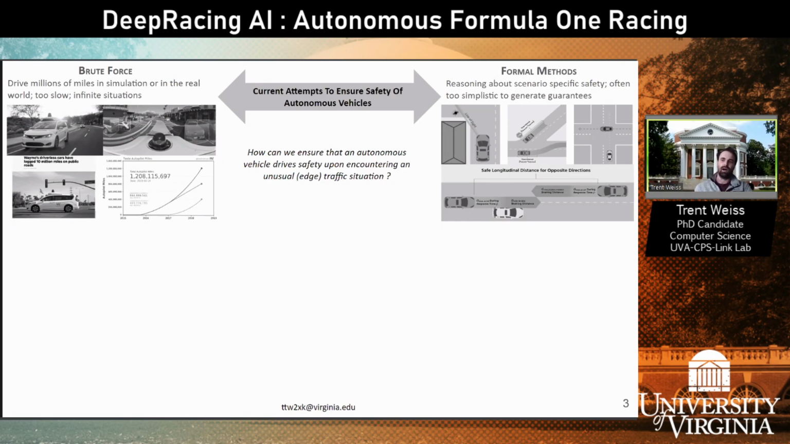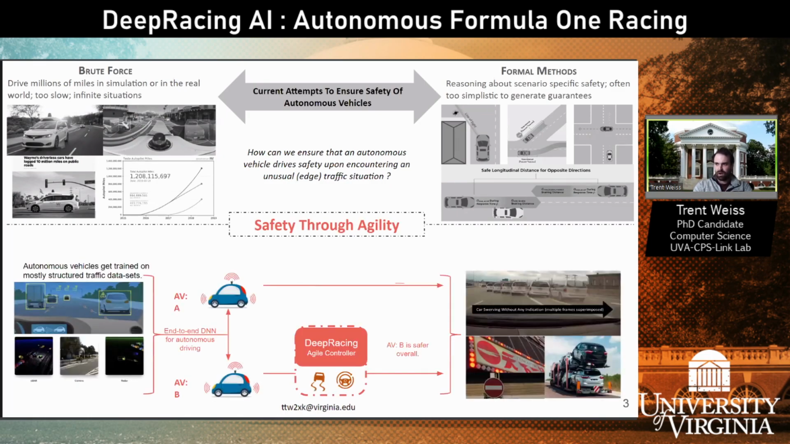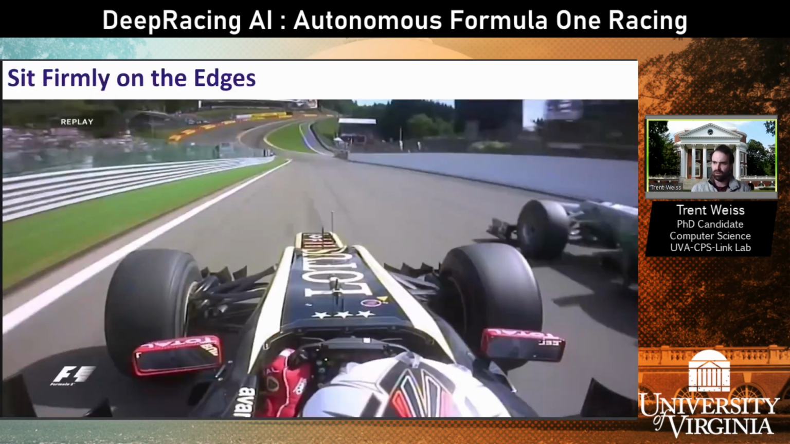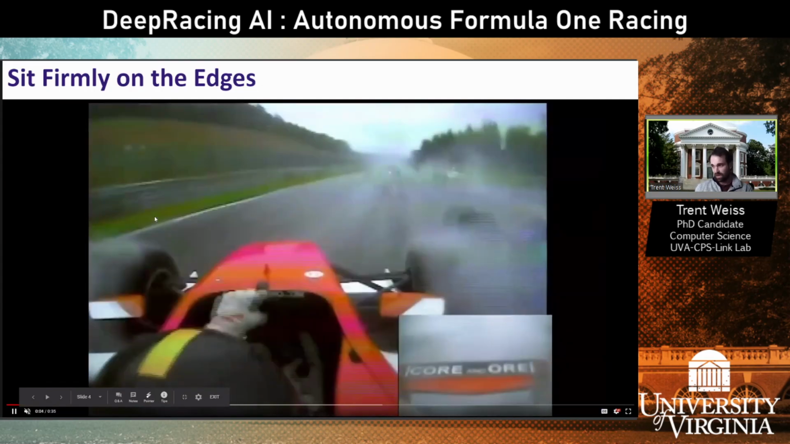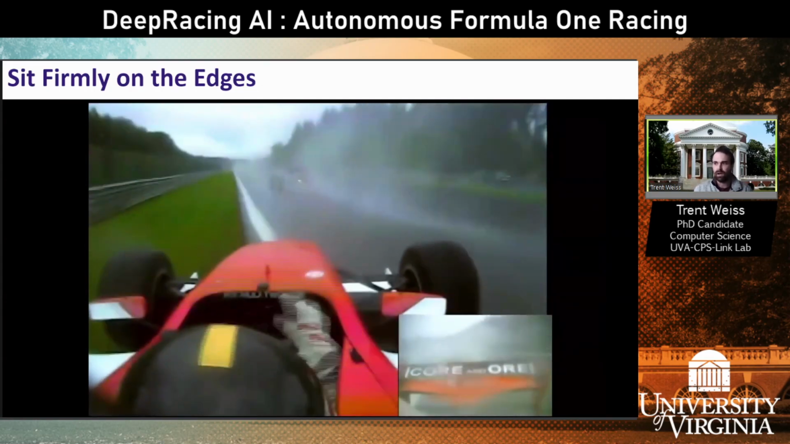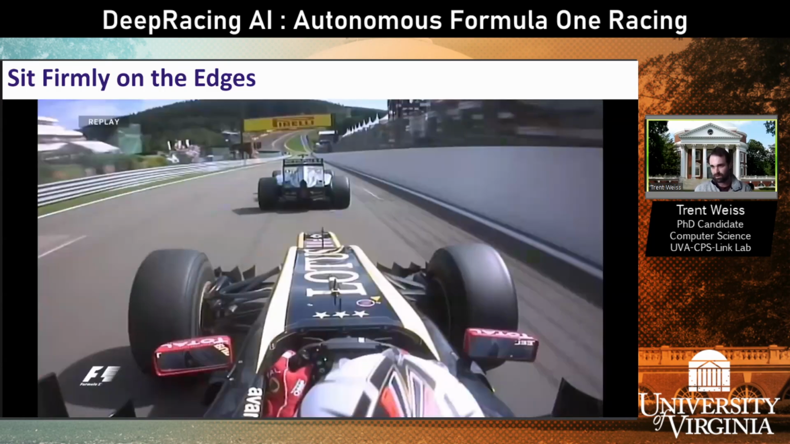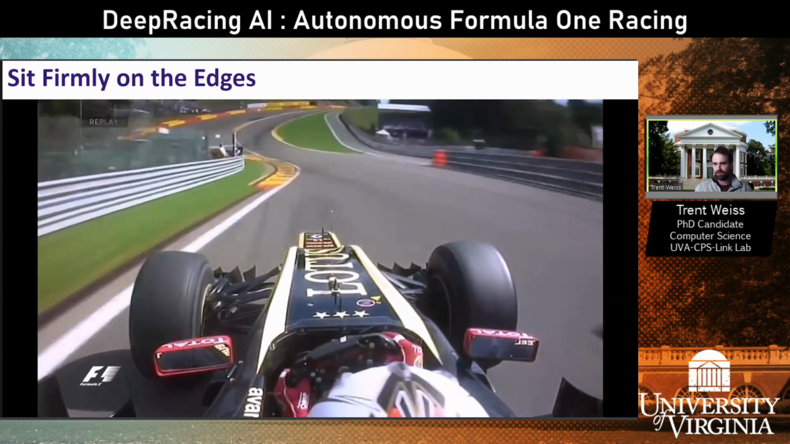stuff like a car being cut off at a high speed or having to make an aggressive maneuver out of nowhere. So our approach to the problem is somewhere in the middle, in what we call safety through agility, in which we're not just going to train our autonomous systems on purely day-to-day structured traffic, but we're going to intentionally capture what we call edge cases, or highly dynamic, very aggressive control scenarios. And where we're going to look for those scenarios is Formula One racing. This type of environment is nothing but edge cases, right? If you watch long-term videos of Formula One races, it's nothing but a long sequence of edge cases.